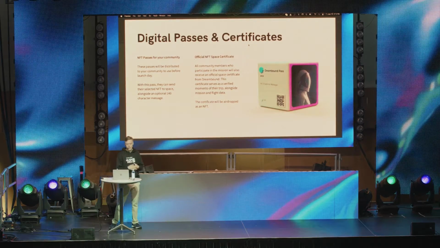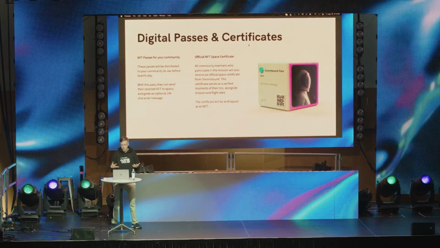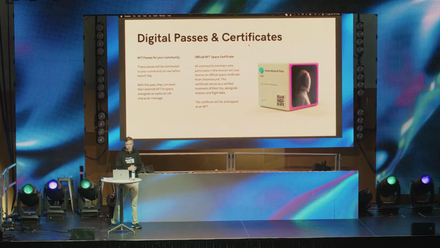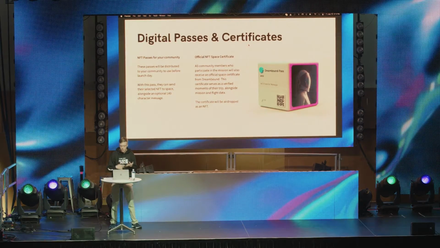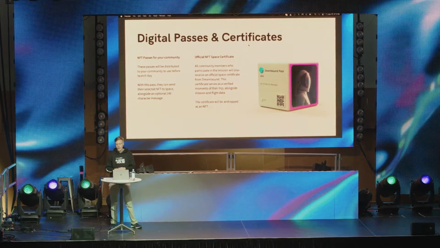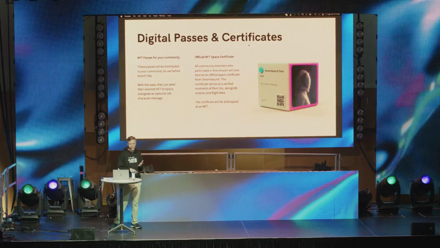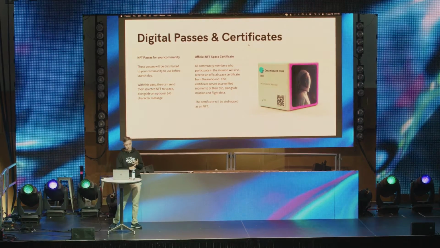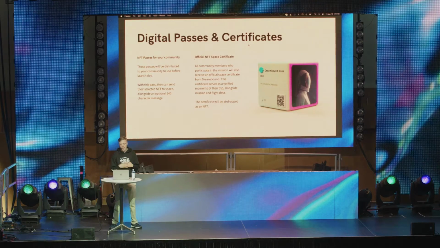So what do we want and what are we looking for? So we want to give away and look for people to distribute digital passes and certificates. So these would be for people who are NFT community owners or company owners. And these passes would be distributed to those people before launch day. And with a pass, a community member can send a selected NFT of their own to space alongside an optional 140-character message. So in addition to that, they would get an official NFT space certificate that effectively certifies that they were on the mission to space with Dreambound. So that's effectively a memento of the trip alongside mission and flight data. The certificate would be airdropped afterwards, and it's kind of like a Solana NFT that you get after the fact.